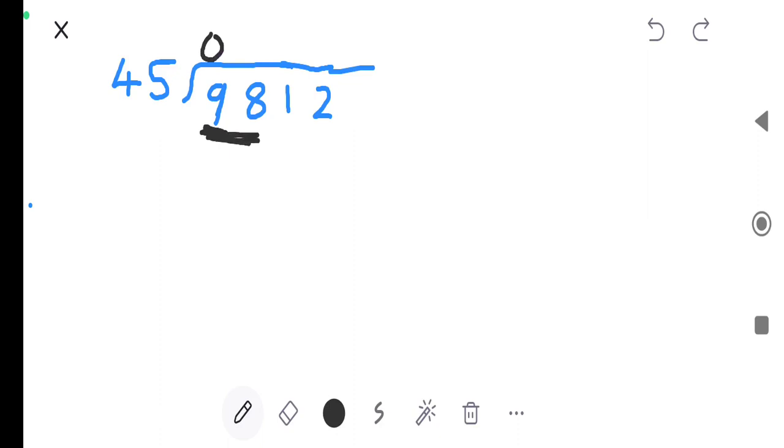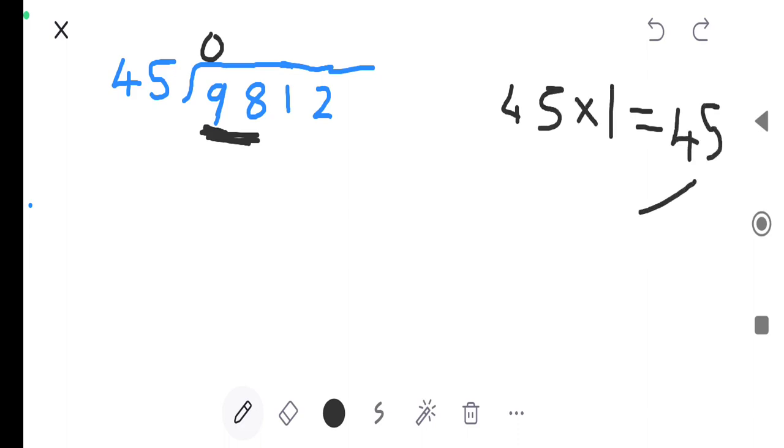45 and 98 are very close. So, because they are very close, I will start from 1. Will 1 work? So, you do 45 times 1, and this gives you what? 45. 1 actually works because 45 is smaller than 98. Okay? But that doesn't mean that I can just go to the top and write 1. I will have to confirm with a bigger number, which is 2.